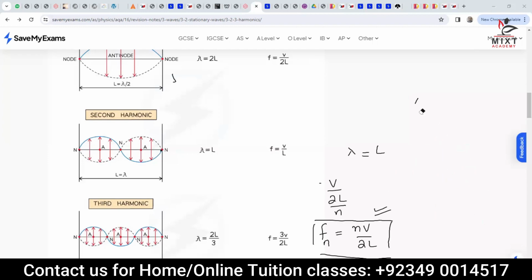Now, for example, if I ask you to find the frequency value for the fourth overtone, what exactly does it mean? Fourth overtone is the fifth harmonic. It means the n value will be 5. Because the formula which is written here is with respect to harmonic, not with respect to overtone. We know what overtone is all about, right?